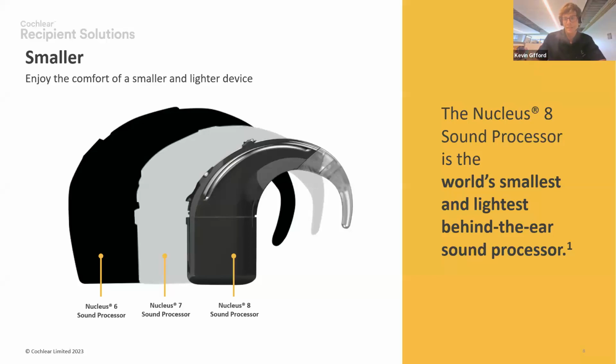So the Nucleus 8 is the world's smallest behind the ear cochlear implant sound processor. If you are upgrading from a Nucleus 6 to a Nucleus 8, you are going to notice a 32% smaller difference. If you are upgrading to the Nucleus 8 from the Nucleus 7, it's going to be about 15% smaller for you and lighter. So, I mean, this also just shows you the innovation Cochlear has made with our last 3 Nucleus sound processors.